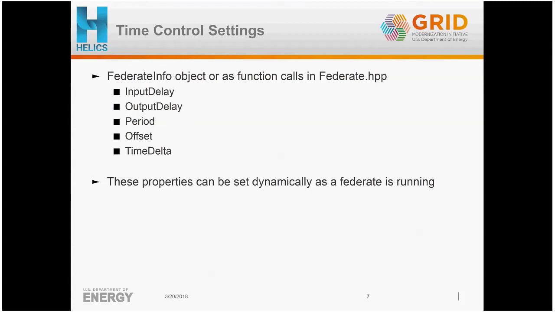As stated previously, there are 5 properties that can be controlled: the input delay, output delay, period, offset, and time delta. These can be set dynamically as a federate is running. There are some restrictions on how fast they change internally to prevent non-causality, but in general they can be set dynamically.